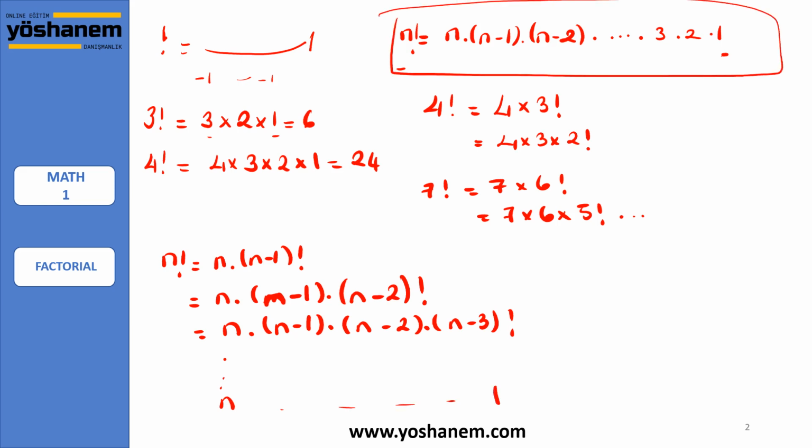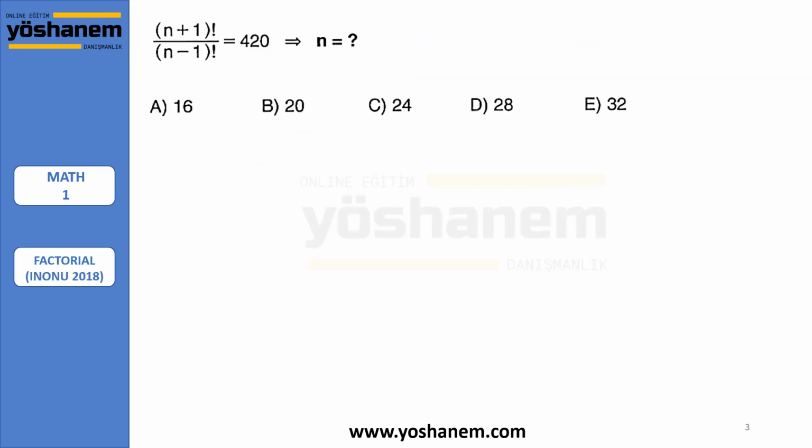Okay? Now, what's 0 factorial? 0 factorial equals 1. Just keep that in your mind, okay? So let's start with this question.